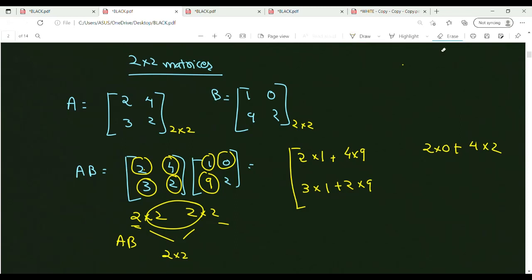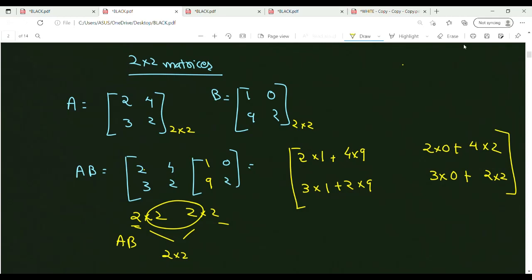Let me rub this so that you don't fall into some confusion. After multiplying this with this, we will multiply this element. See, we will multiply this with this. We will multiply 3 cross 0 plus 2 cross 2. I also have a short trick for you which I will be telling in a very short time. But first of all, let's learn the basics, because learning the basics is very important.